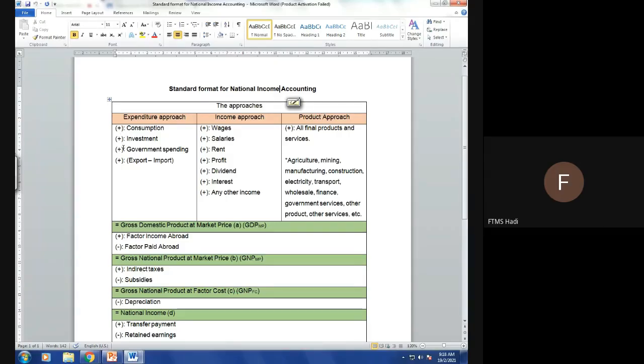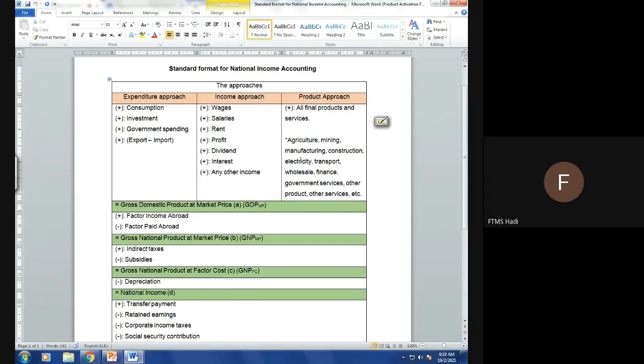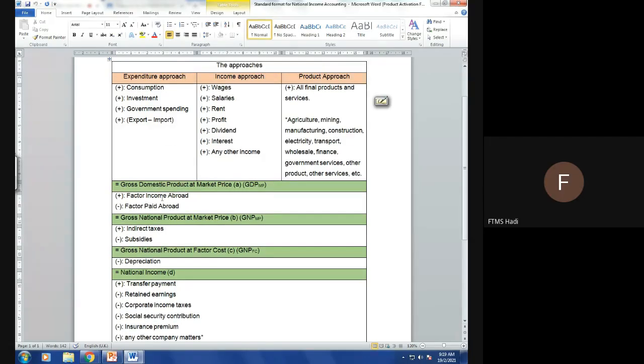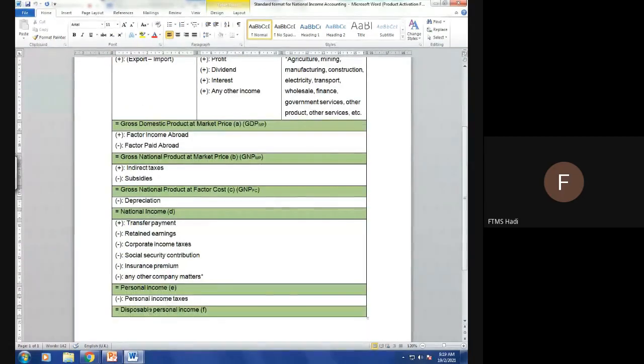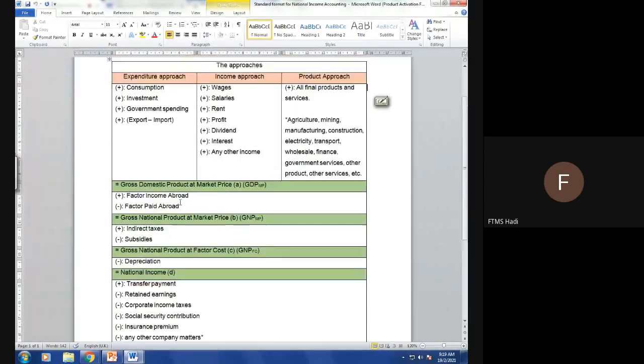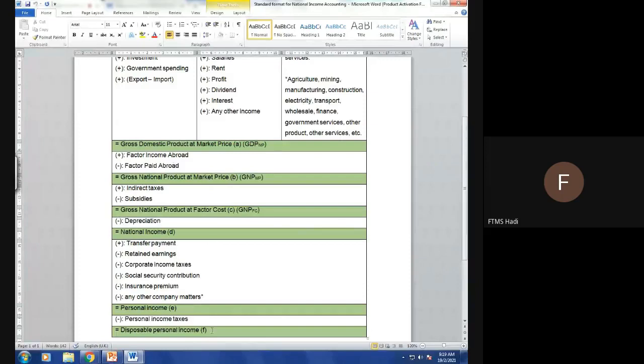For income approach, add everything related to income: wages, salaries, rent, profit, dividend, interest, or any other income. And the last one, product approach, plus all final products and services, for example agriculture and mining. These are the sectors involved as far as product approach is concerned. Once you are done calculating this, the answer will be GDP MP. The rest will follow the same format until disposable personal income. So the process from B until F is similar except for A. How you tackle A depends on the question.